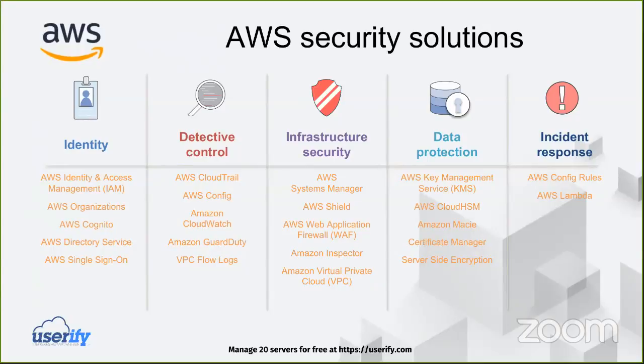The first service I'd like to discuss with you is Identity and Access Management, which is a web service that helps you securely control access to your AWS resources. You use IAM to control who is authenticated and authorized to use your AWS resources. Another service in this area is AWS Organizations, which is an account management service that lets you consolidate multiple AWS accounts into an organization.